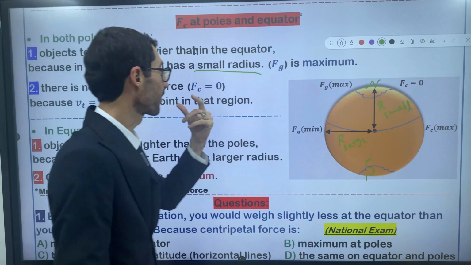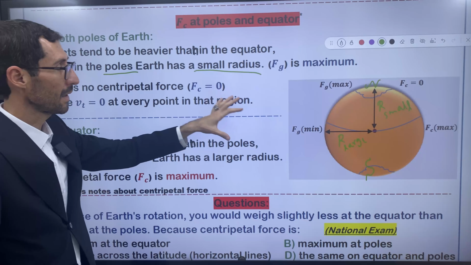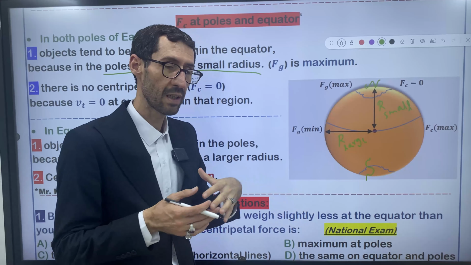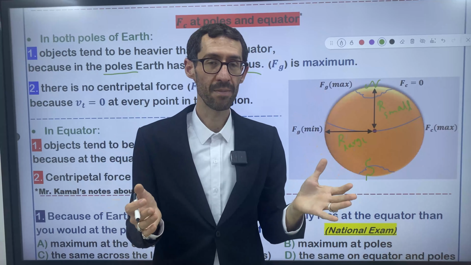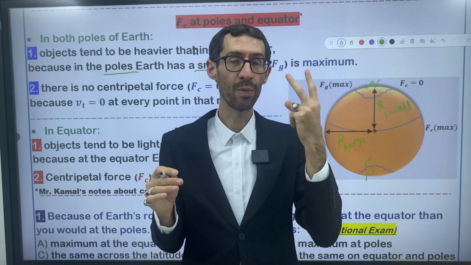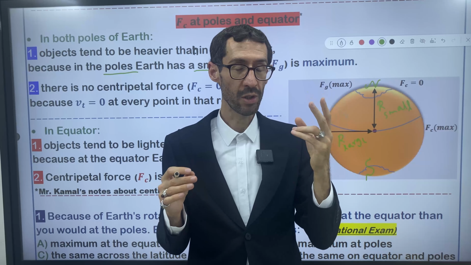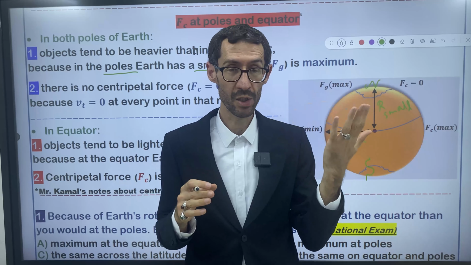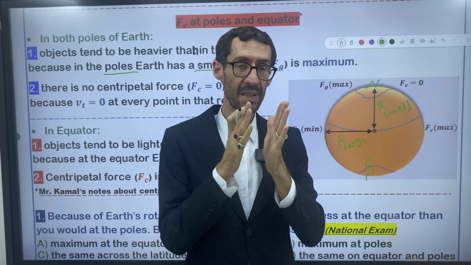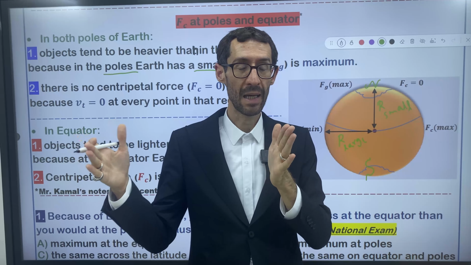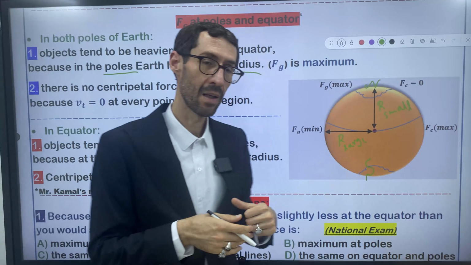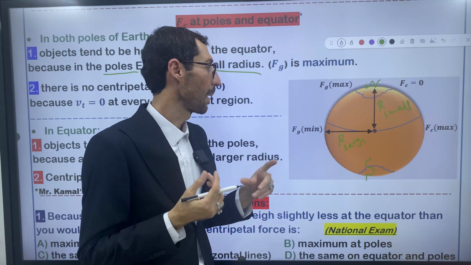Because of the rotation of Earth during billions of years, Earth bulges at the equator. That's why Earth has two radii, and one is larger than the other. Which one is larger? Guess the answer. The radius from the center to the equator is longer than the radius from the center to the pole because of Earth's rotation, because of inertia.